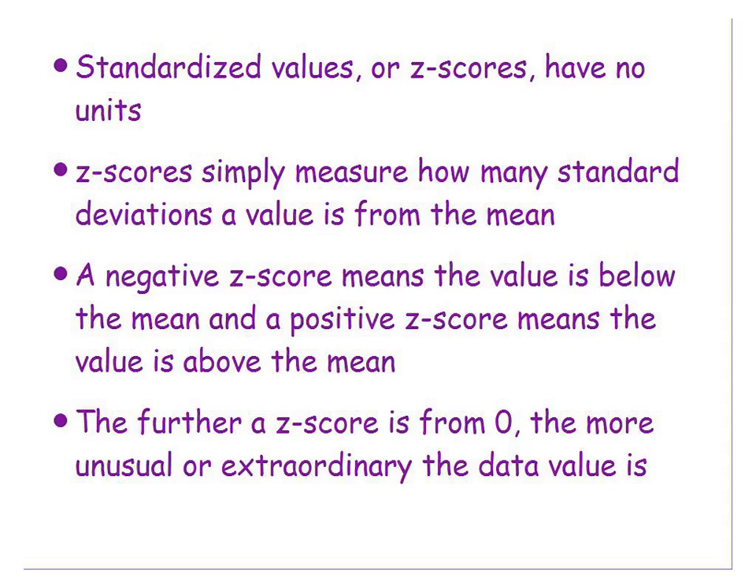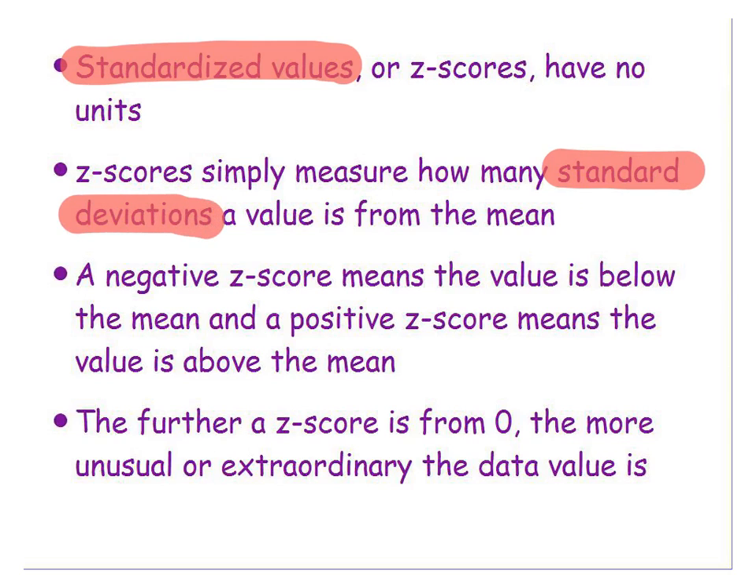So some more information about these Z-scores. The formal term for Z-scores is standardized values. You won't hear me use the word standardized values. You will simply call them Z-scores. One important thing about these, they have no units. That's what makes them comparable. So a Z-score simply measures, and this is important, how many standard deviations a value is from the mean. The definition of a Z-score is how many standard deviations a value is from the mean.